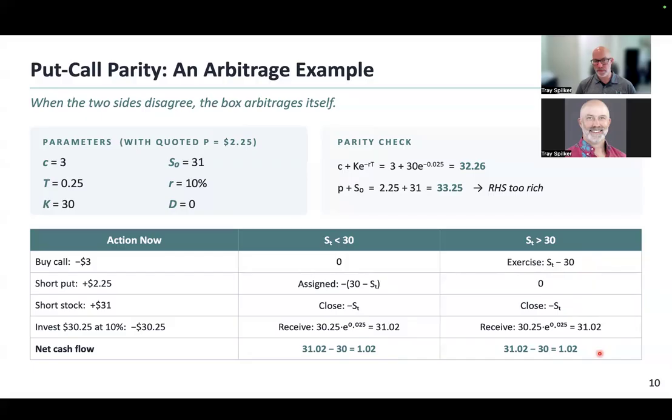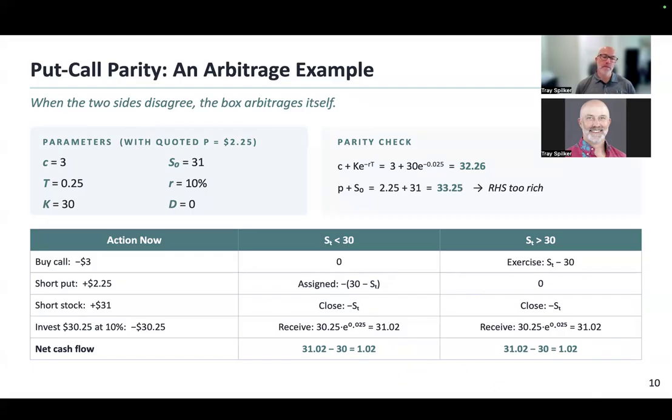Both of these hold strictly because we can see both sides of the equation. We're not evaluating the lower bound properties here. So the arbitrage holds regardless of where the share price ends up. So put call parity in action here.